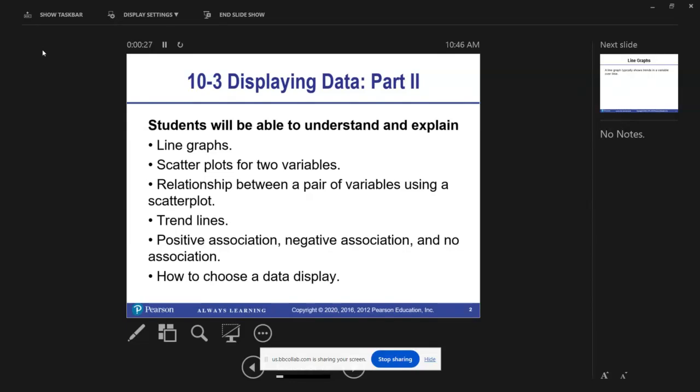Then we'll look at something called a trend line, which is also called a line of best fit. You might remember that from your algebra class. We'll also look at positive association, negative association, and no association. And then we'll look at how to choose a data display.